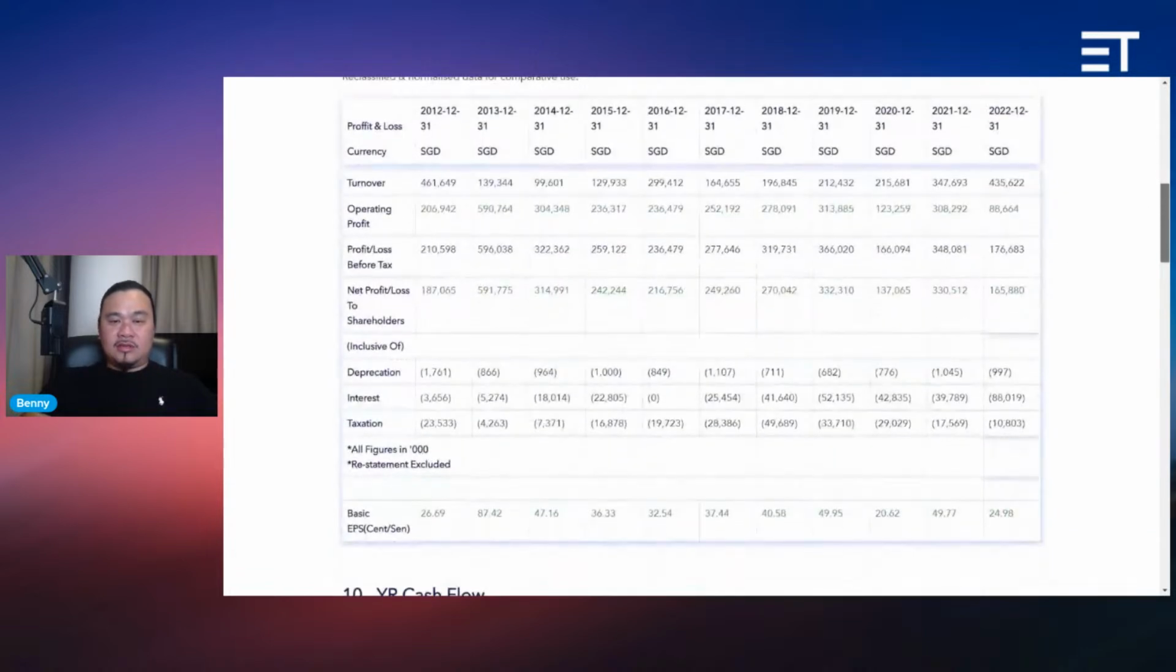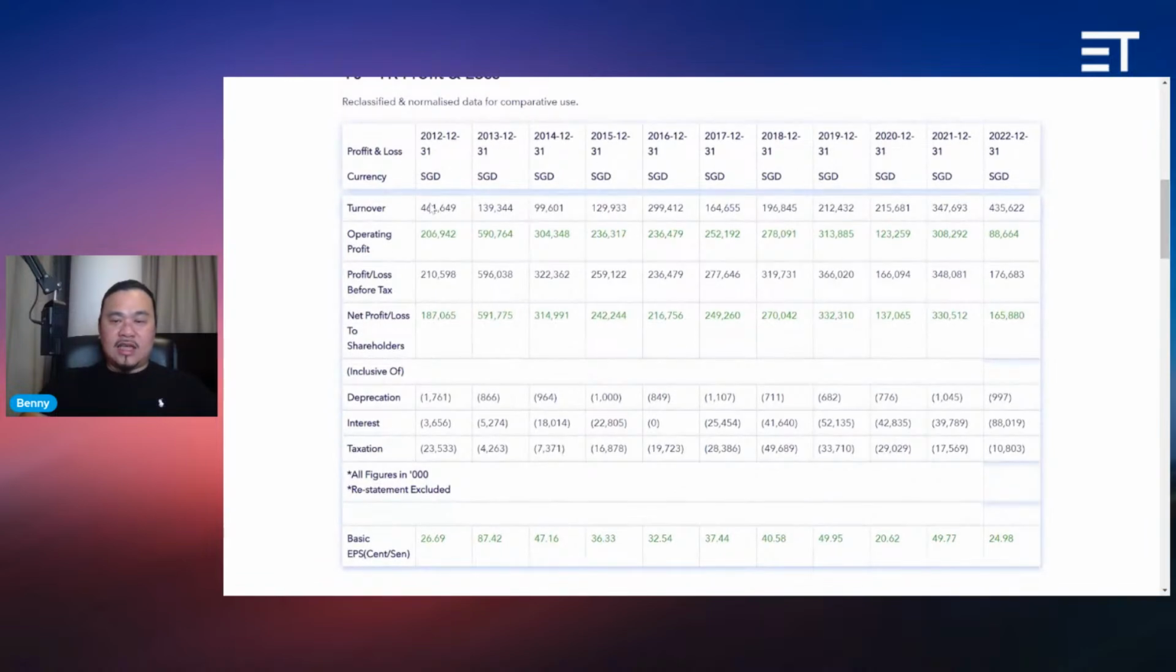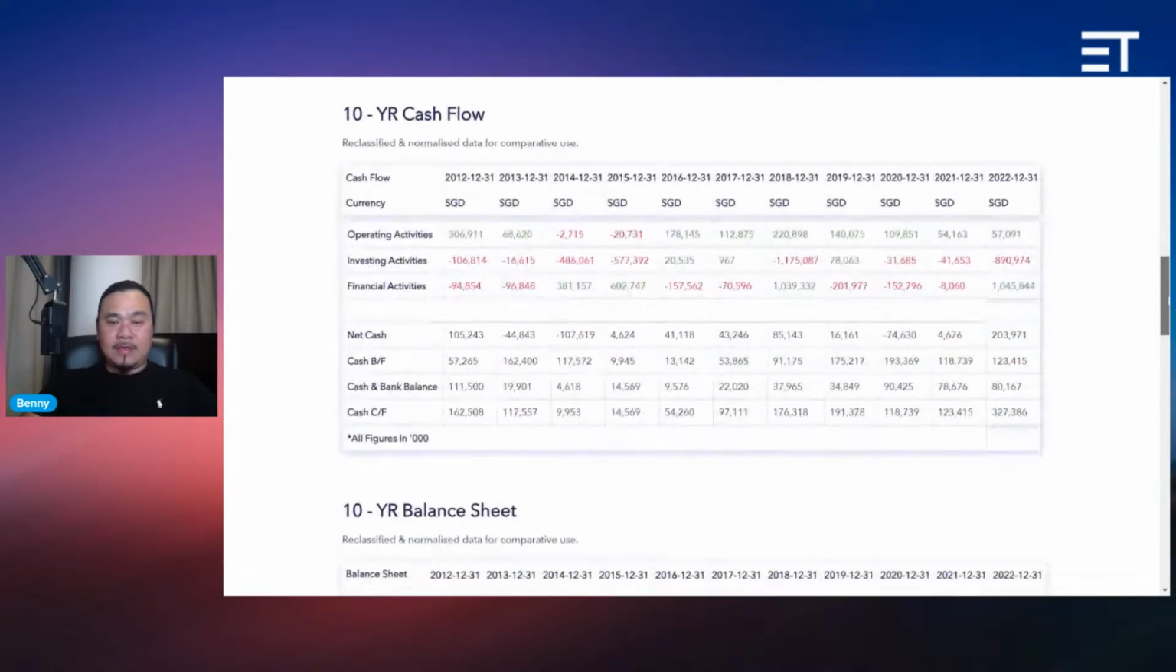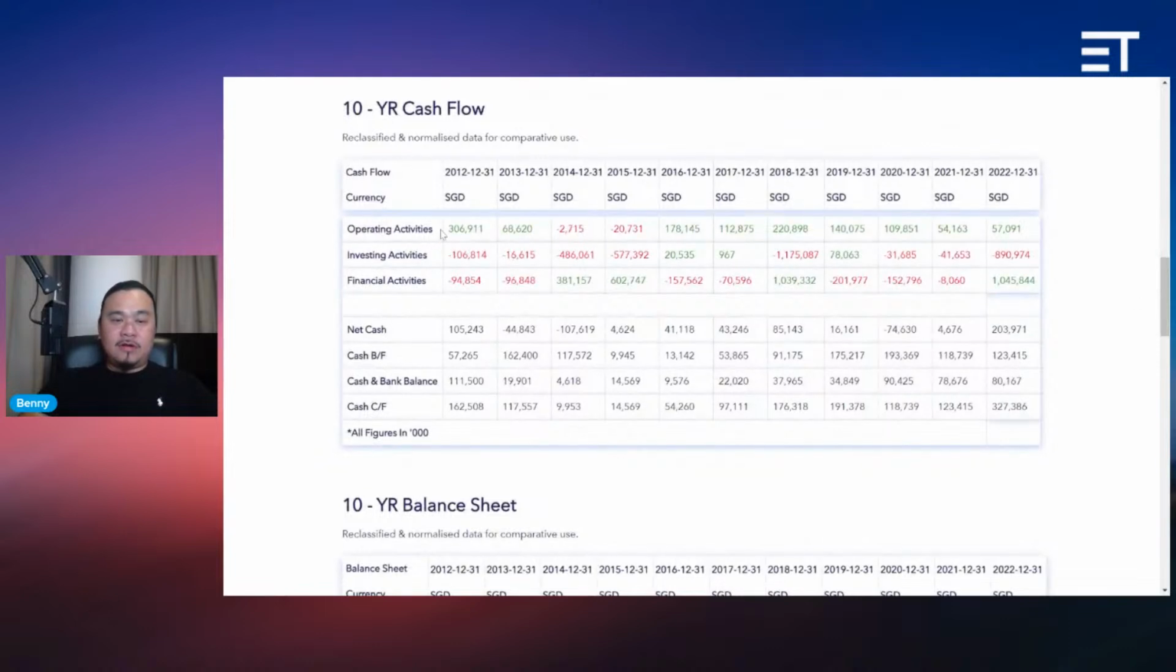Okay. So turnover also, you can see here since 10 years ago, they are making about 461 million. And here, fast forward 10 years later, is still making about 400 million. But before that, the turnover was quite low, right? But that being said, you can see that their net profit margins are very high. Okay. Cash flow is being quite well managed as well. You can see that cash flow has always been mostly positive over the past 10 years. It's only 2 times it was negative.